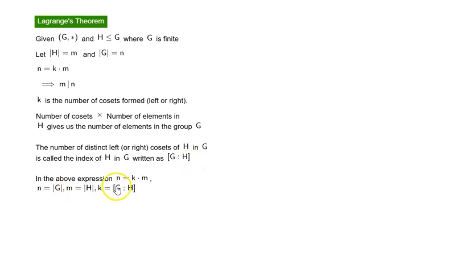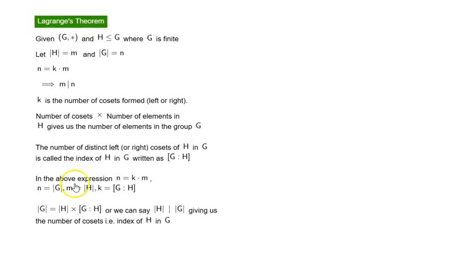So in the above expression, N is equal to K times M. N is the order of G, M is the order of H, and K is the index of H in G. So that can be written as order of G equals order of H times index of H in G. Or we can say the order of H divides the order of G, giving us the number of cosets, that is, the index of H in G.